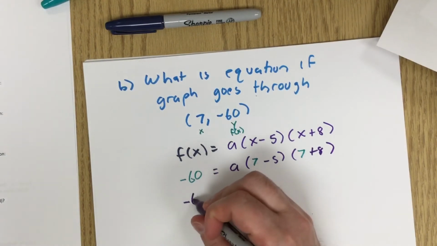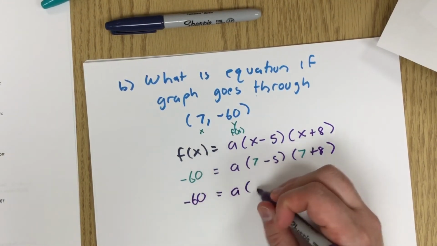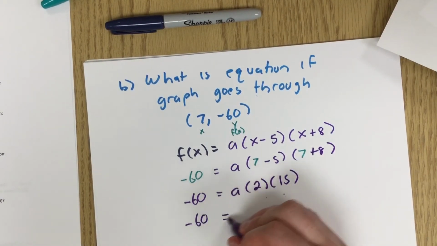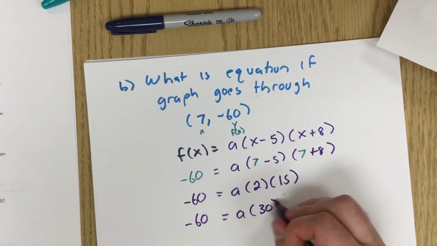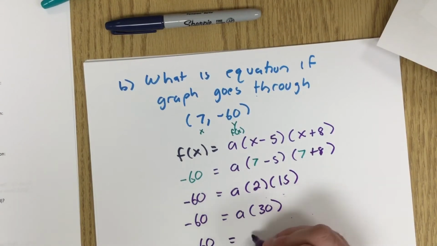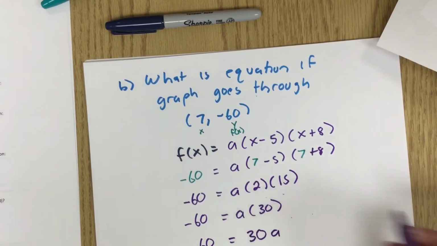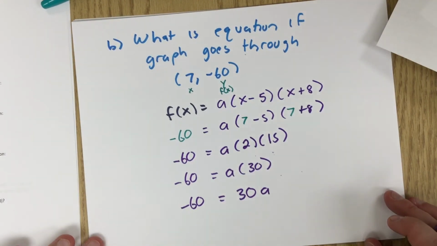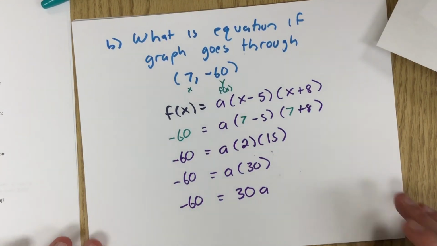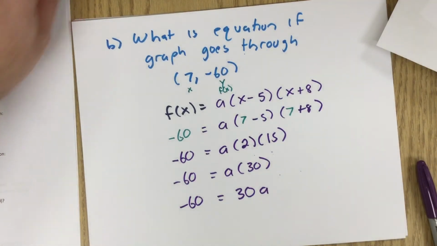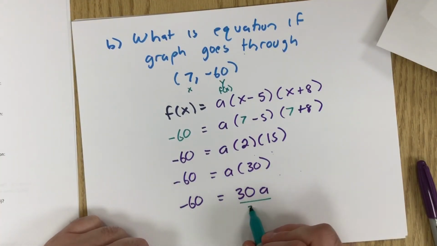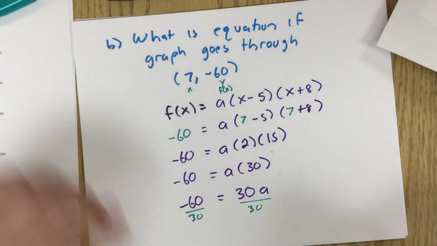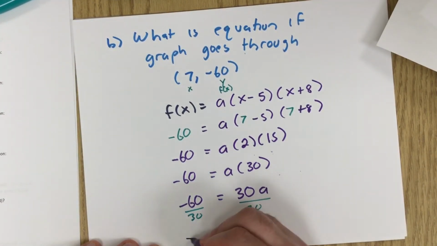So we're going to have -60 is a times 2 times 15. -60 is a times 30, which I'm going to write in a slightly different way, just sometimes people do weird things. So I'm going to say that's the same thing as writing 30a. And then what we do is we divide both sides by 30. And we get a equals -2.